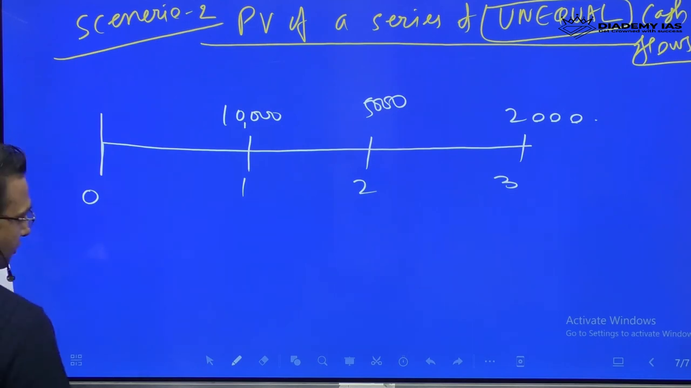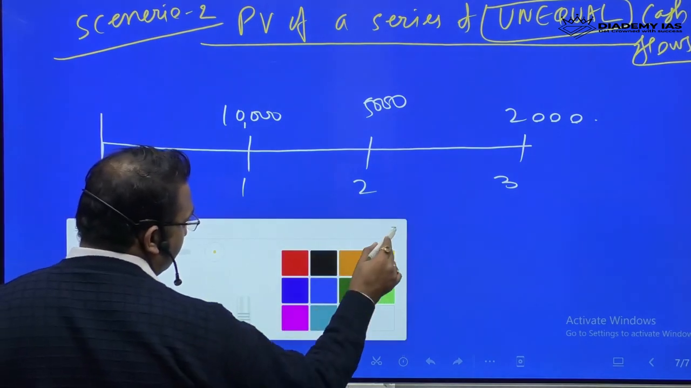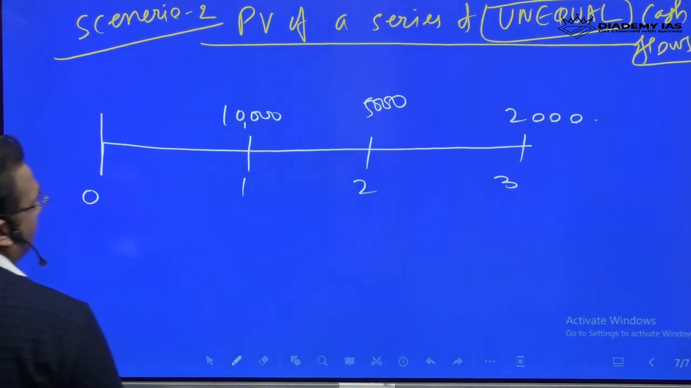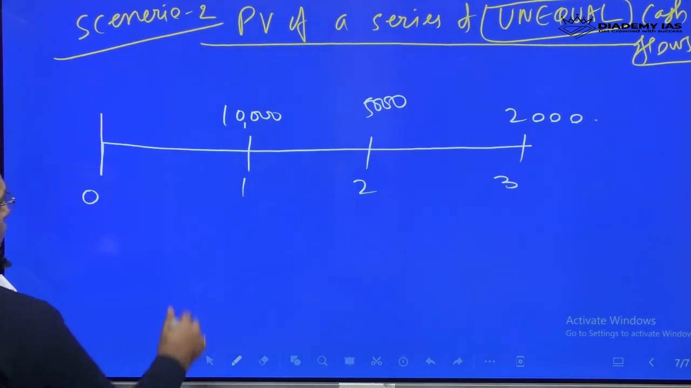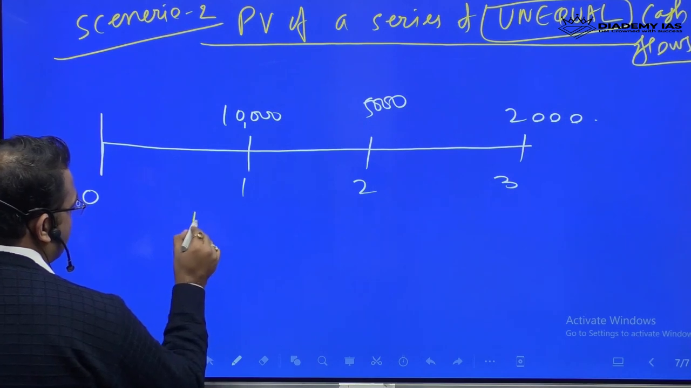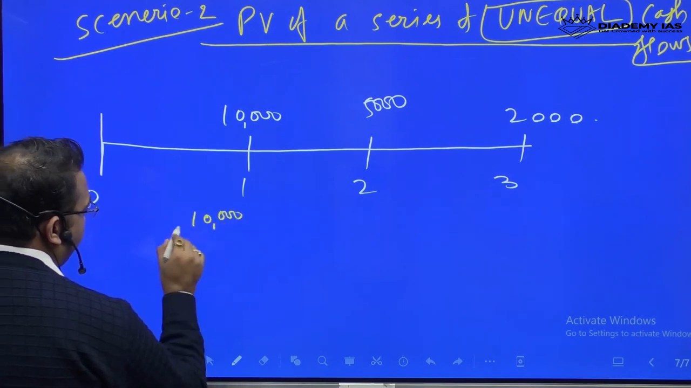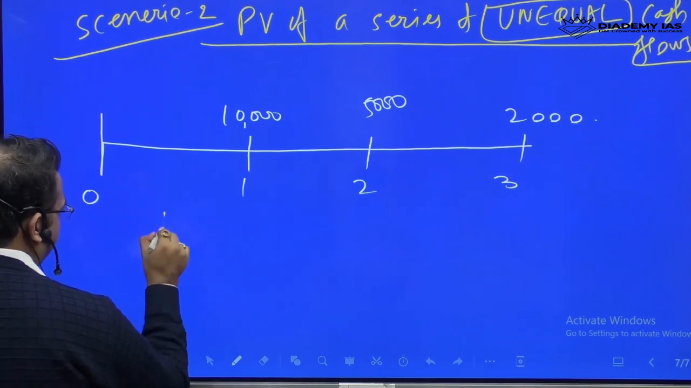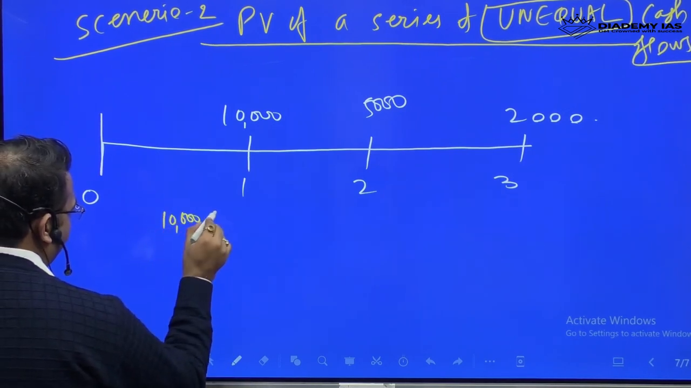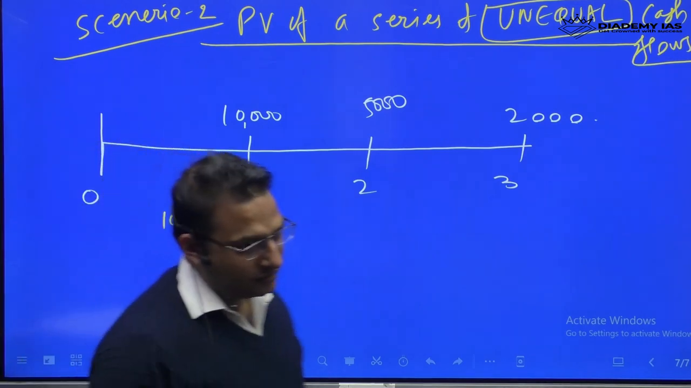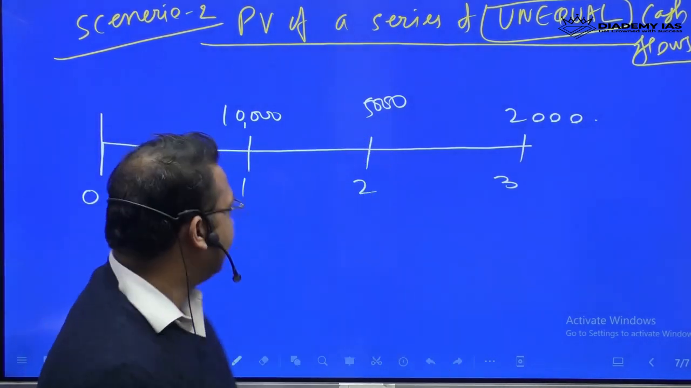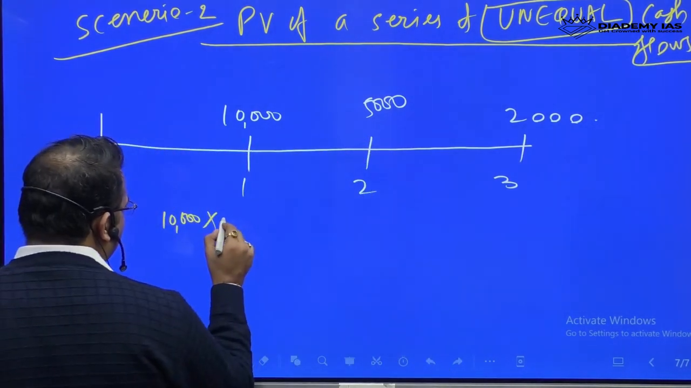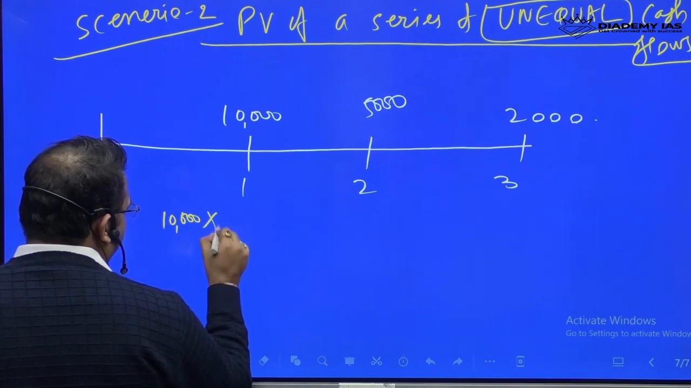Right. So in this case, how do we calculate the present value of all these cash flows? So what we will do? First, 10,000 divided by, or simply, we can use the present value factor. I am directly moving to the PVIF, directly moving to the shortcut, okay? So 10,000 into PVIF.